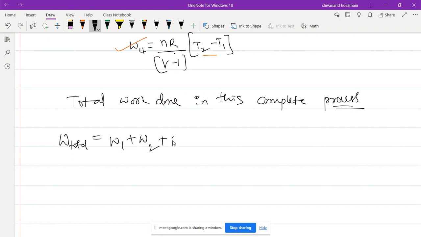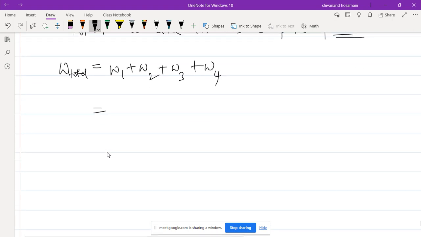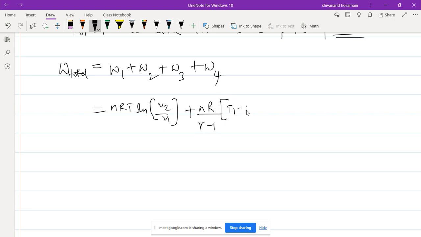plus W3 plus W4. Okay, for W1, what do we write? W1 is actually given by NR T1 ln of V2 divided by V1. What about W2? It is adiabatic expansion, given by NR divided by gamma minus 1 times of (T1 minus T2). The next process is compression, given by NR times T2, this is T1, into ln of V4 divided by V3, plus NR divided by gamma minus 1 into (T2 minus T1).